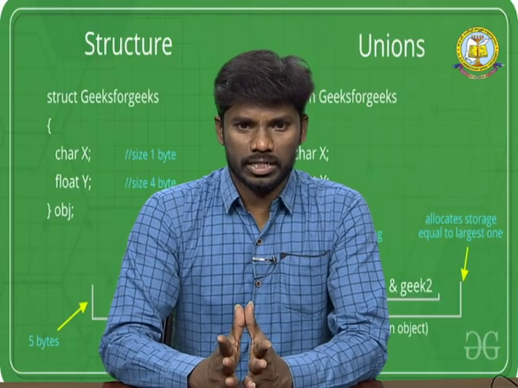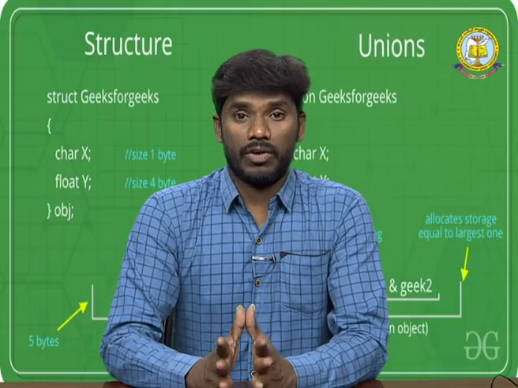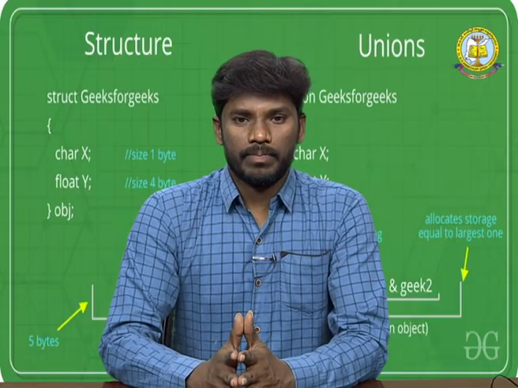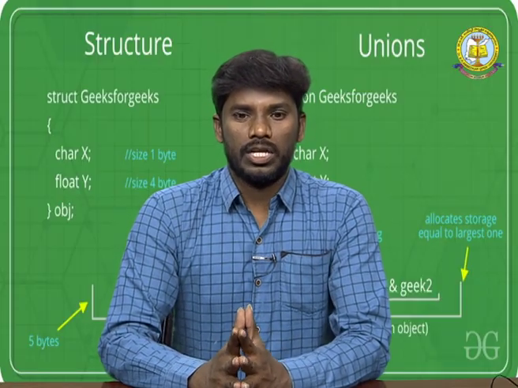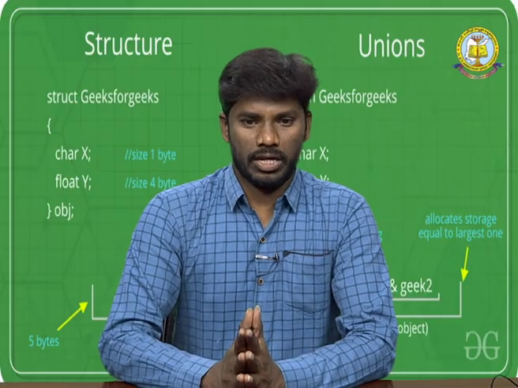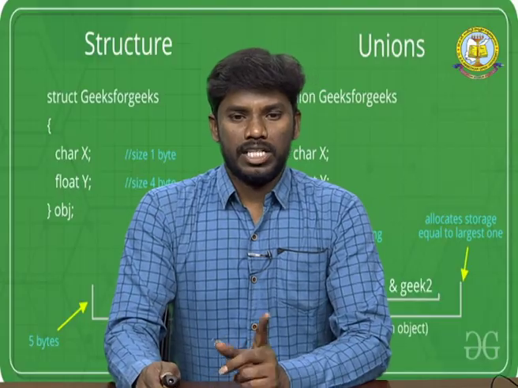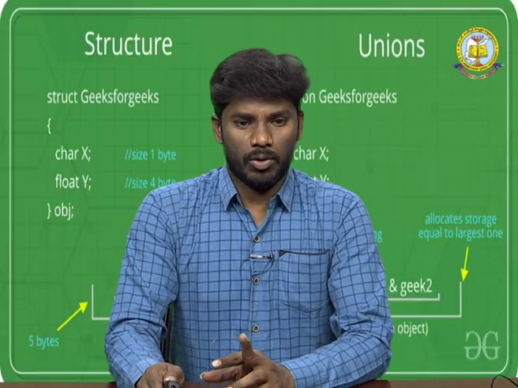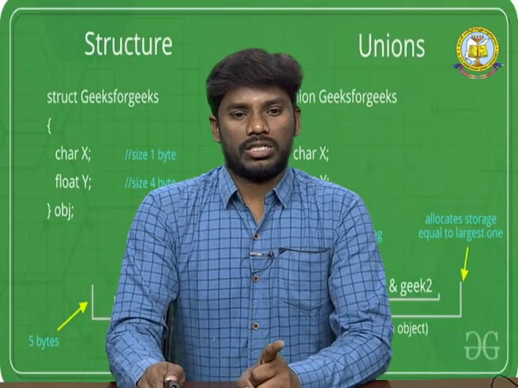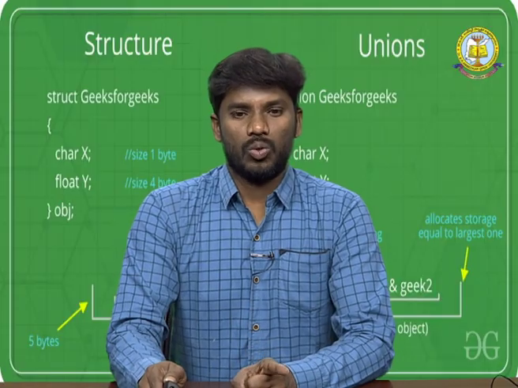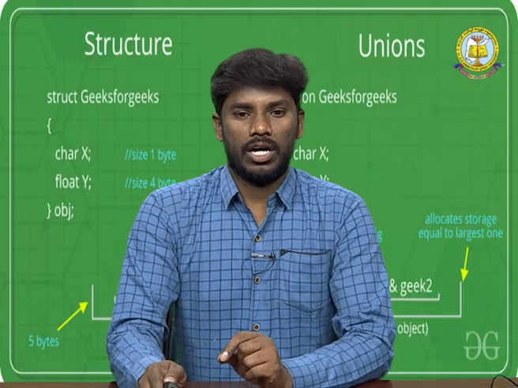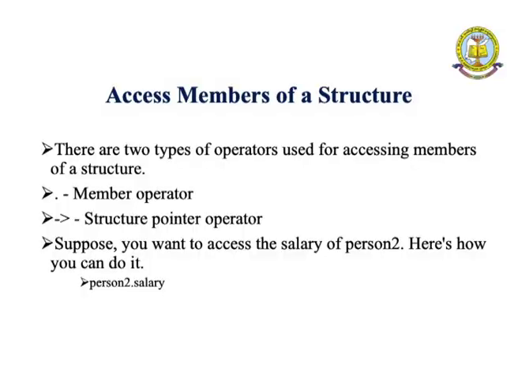As we know, structure variables are very important. Without creating structure variables there is no meaning for the structure and no memory will be allocated for the structure. In both cases, both possible ways, person1 and person2 are two variables of the structure person.